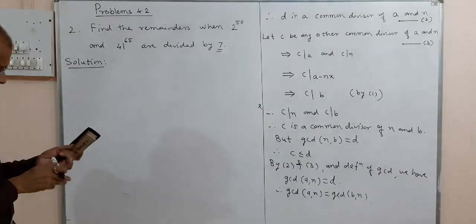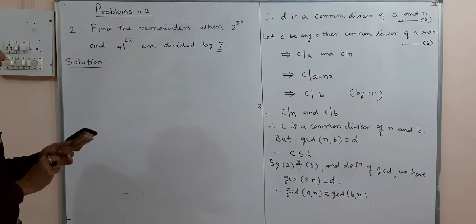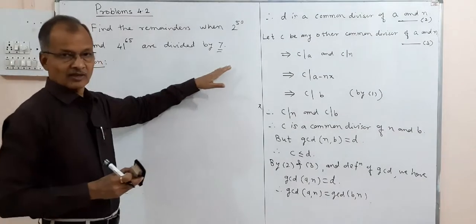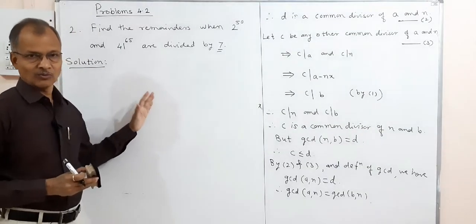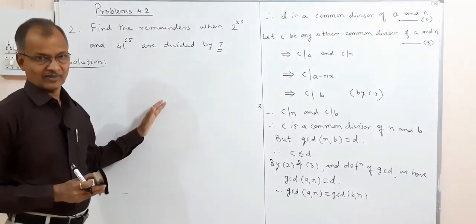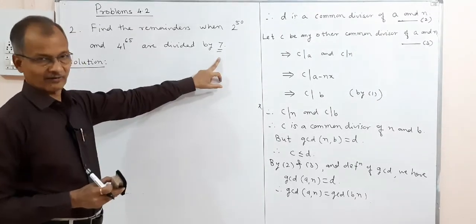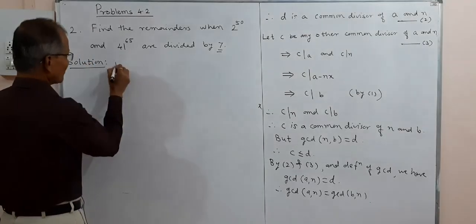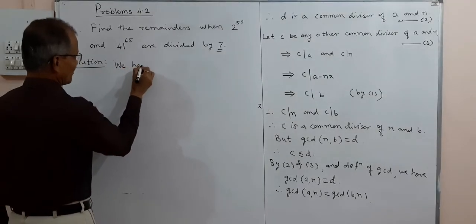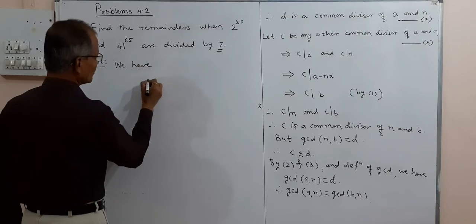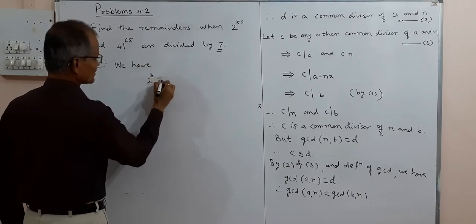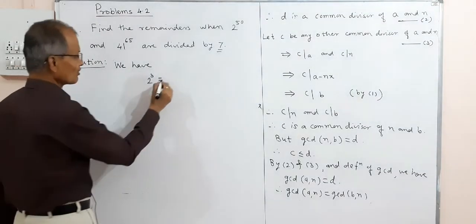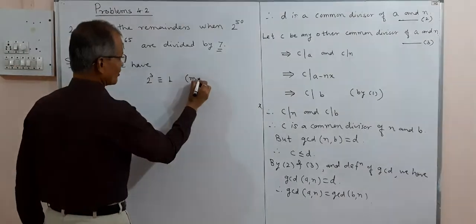Now which is the power of 2 close to 7? We know the powers of 2 are 2, 4, then 8, and 8 is close to 7. So 8 is the third power of 2, and therefore we shall start with that. We have 2 to the power 3 is 8, and that is congruent to 1 modulo 7.